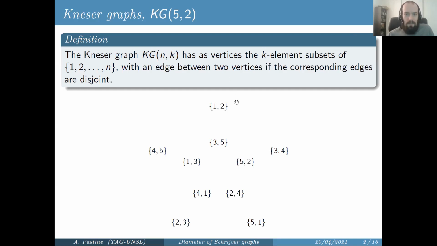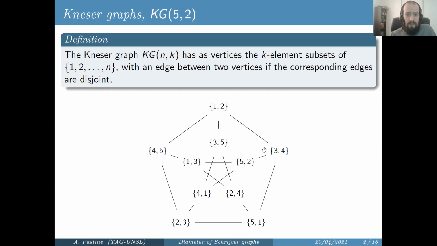So for instance, this will be KG(5,2). These are all the two-subsets of 1 through 5. {1,2} is disjoint from {3,5}, so there is an edge there. {1,2} and {3,4} are disjoint. {1,2} and {4,5} are disjoint. So there are some edges there, and those will be all of the edges. So this is actually a quite known graph. It's the Petersen graph. And as I was saying, all the proper names I'm probably going to mispronounce.